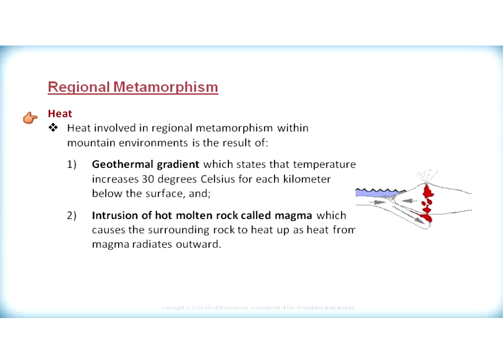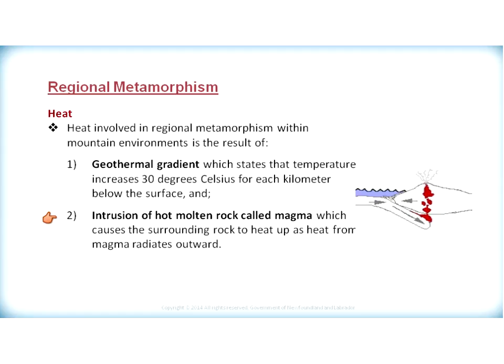The second condition responsible for causing regional metamorphism within mountains is heat. Heat involved in regional metamorphism within mountain environments is the result of two conditions. Number one, the geothermal gradient, which states that temperature increases approximately 30 degrees Celsius for every kilometer below the surface that you go. So as you go deeper within a mountain, temperatures will tend to increase by approximately 30 degrees Celsius per kilometer depth inside the mountain. This increase in heat will also promote metamorphism.